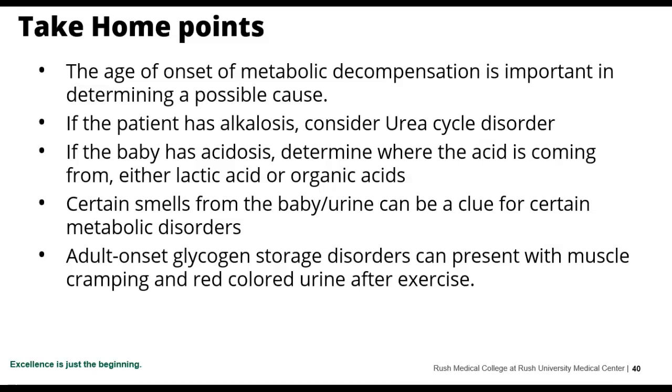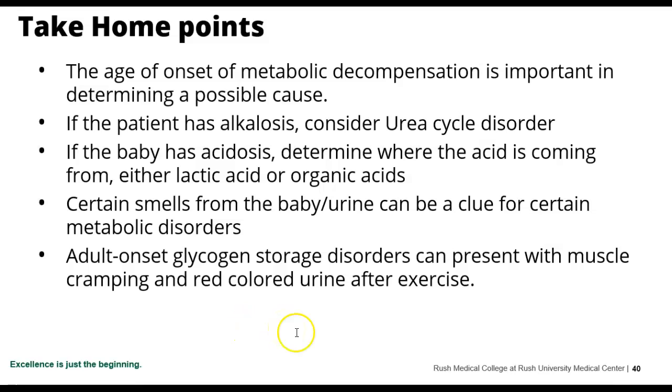So, take-home points. The age of onset of metabolic decompensation is important in determining a possible cause. If the patient has alkalosis, consider a urea cycle disorder. If the baby is acidotic, consider where it's coming from. Is it lactic acid or organic acids? And certain smells from the baby, in the urine or even the body or the earwax, can be a clue. Adult onset glycogen storage disorders can present with muscle cramping and red-colored urine.